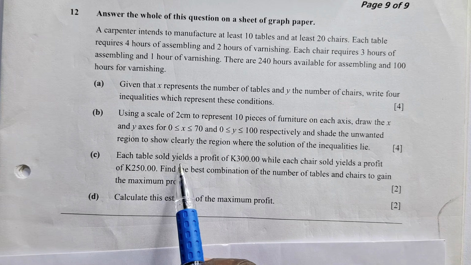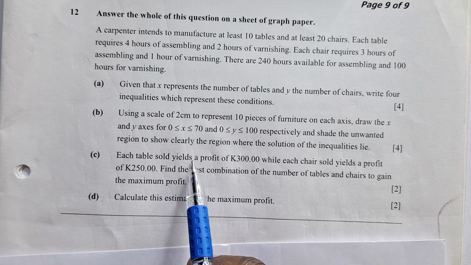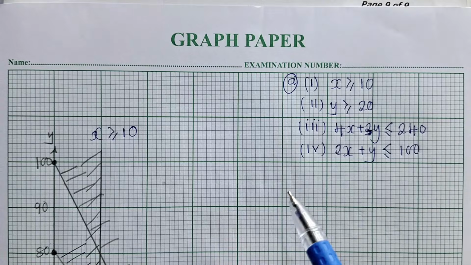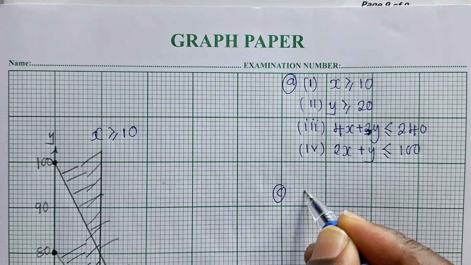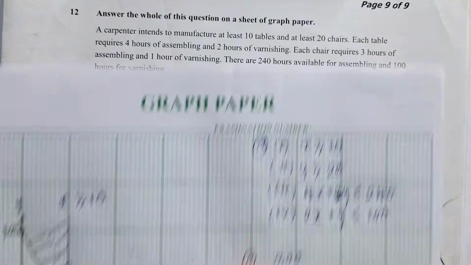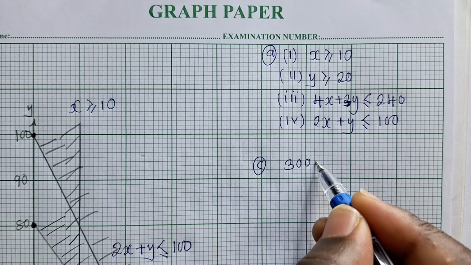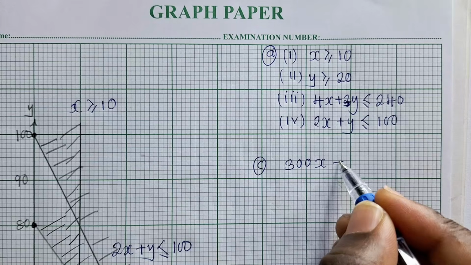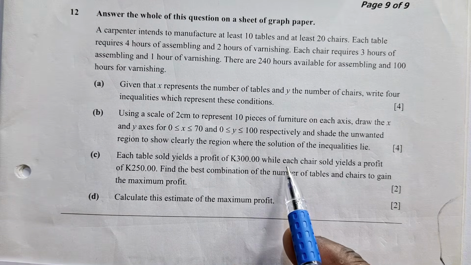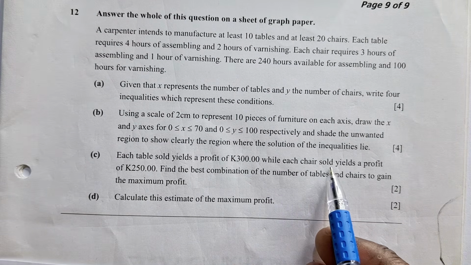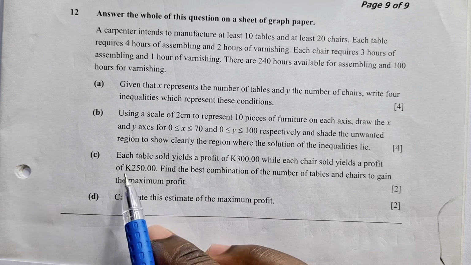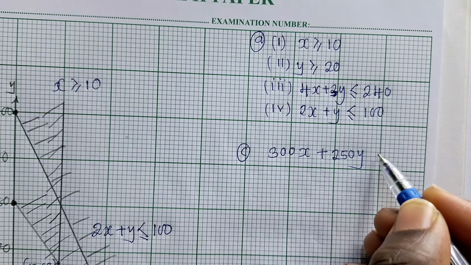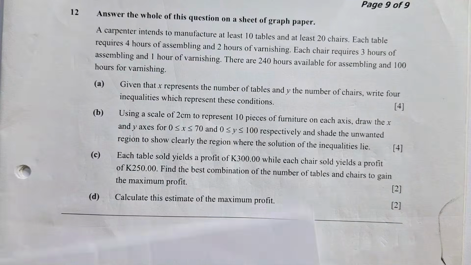They're saying each table yields a profit of 300. So tables, we know that it's X. So we can say this is question C. Each table yields a profit of 300, so we're going to say 300X, because X is for tables. You say plus. Here they're saying each chair sold yields a profit of 250. So you shall say 250Y. Chairs, it's 250.